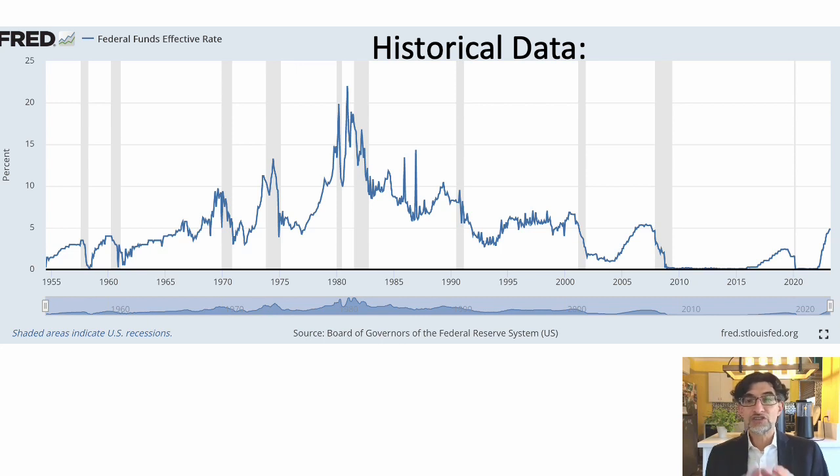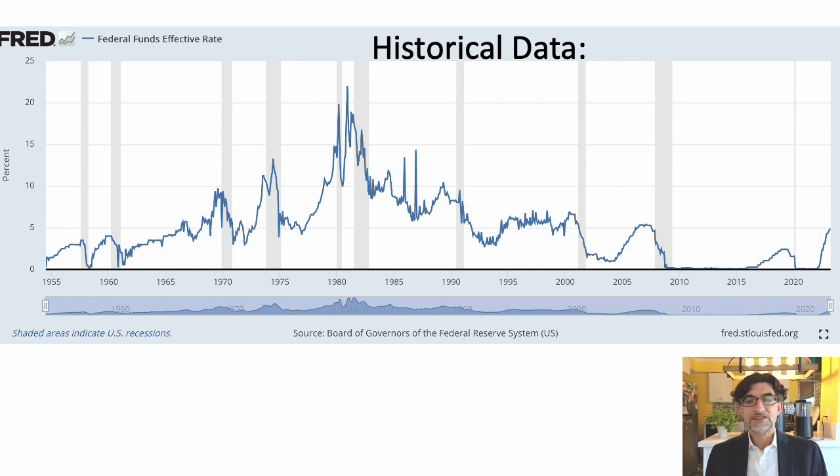So here's this historical data. This comes from FRED, the St. Louis Fed database, and I went through each of these cycles, and that's how I calculated all the data that I just presented to you. And you can do this yourself and take a look at it.